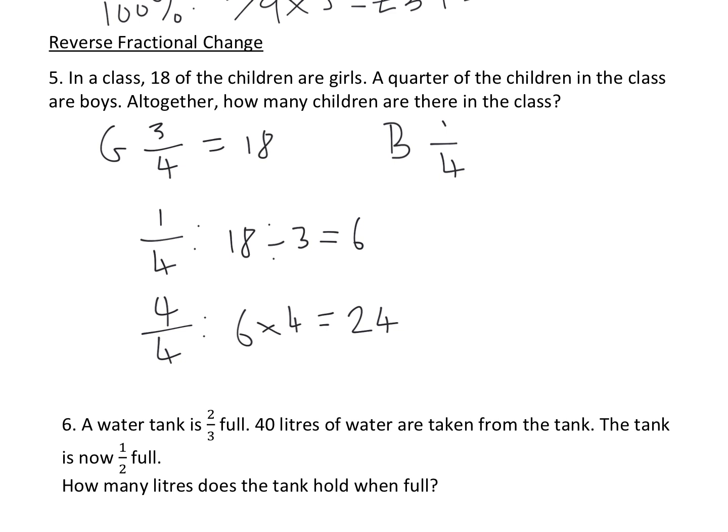Another way you could look at that is that if you've worked out a quarter is 6, and you know 3/4, then the quarter of the boys is 6. And how many is in the class? 18 plus 6, which gives you 24 as well.